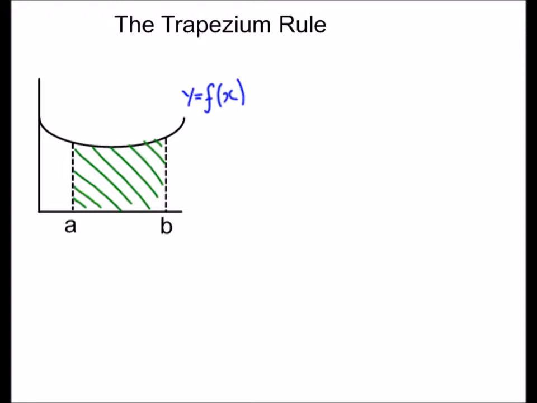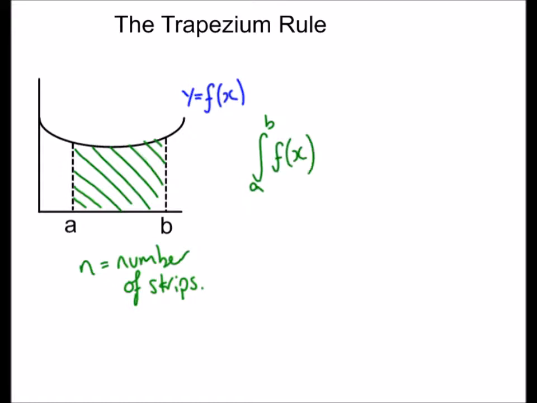N is going to be the number of trapeziums, or the number of strips. And we write the area as the integral of f of x. All you need to know for now is that this means the area between a and b. If you've not met integration yet, you will do shortly.